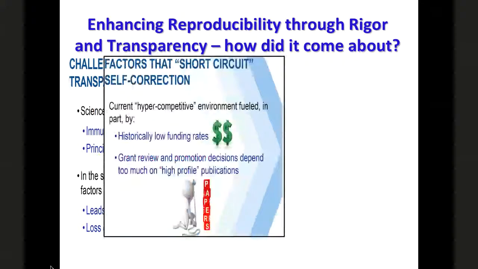So, factors that short-circuit this self-correction, factors that basically block self-correction: a hyper-competitive environment, historically low funding rates, grant review, promotion, defenses, high-profile papers. All right. So a couple things here.